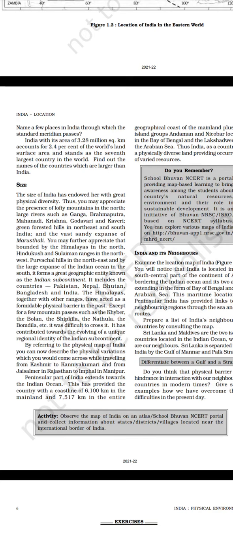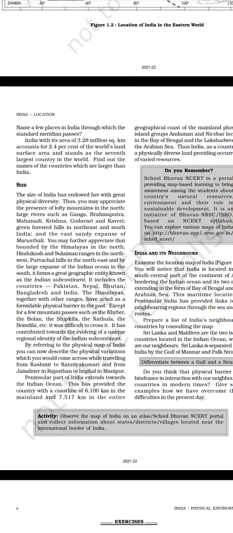India and its neighbors. Examine the location map of India. Take a look at figure 1.2. You will notice that India is located in the south central part of the continent of Asia, bordering the Indian Ocean and its two arms extending in the form of the Bay of Bengal and the Arabian Sea. This maritime location of peninsular India has provided links to its neighboring regions through the sea and air routes.